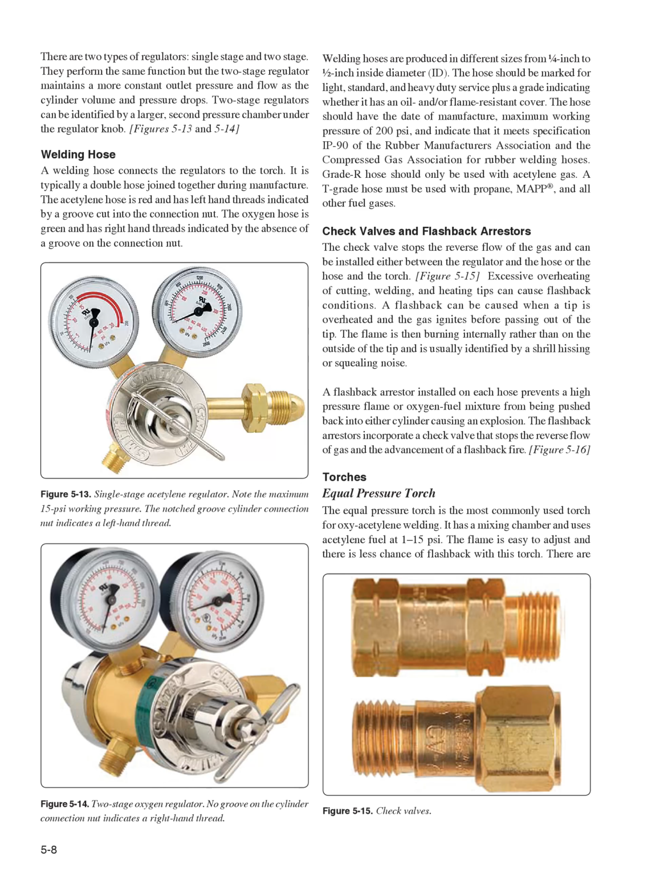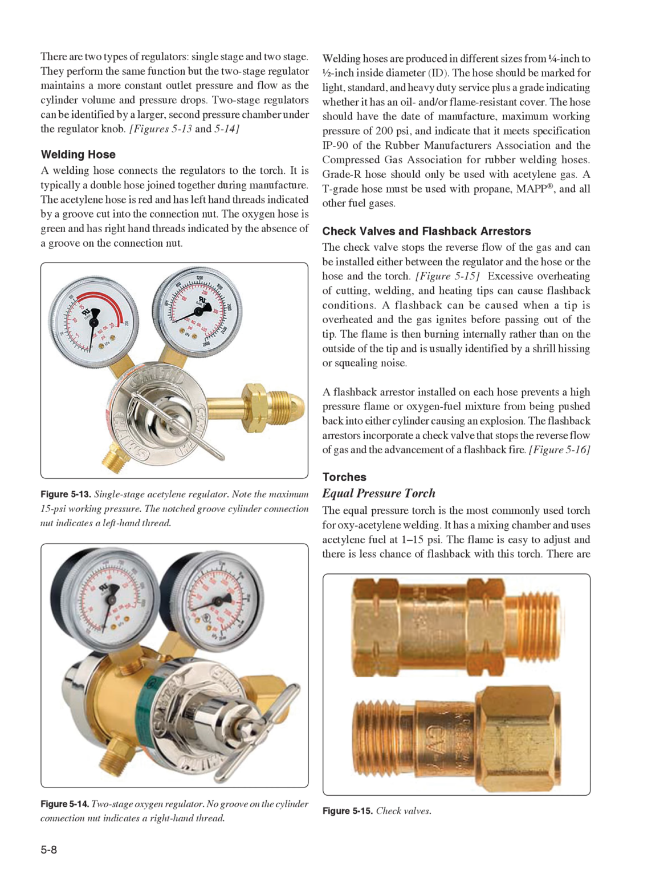There are two types of regulators, single-stage and two-stage. They perform the same function, but the two-stage regulator maintains a more constant outlet pressure and flow as the cylinder volume and pressure drops. Two-stage regulators can be identified by a larger, second pressure chamber under the regulator knob.